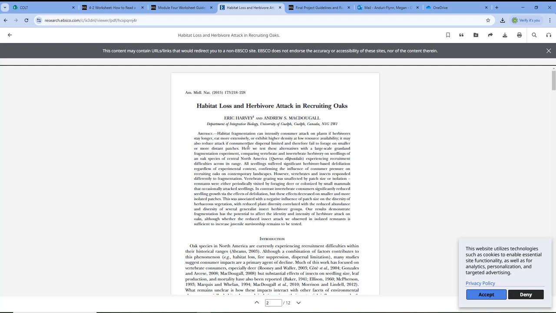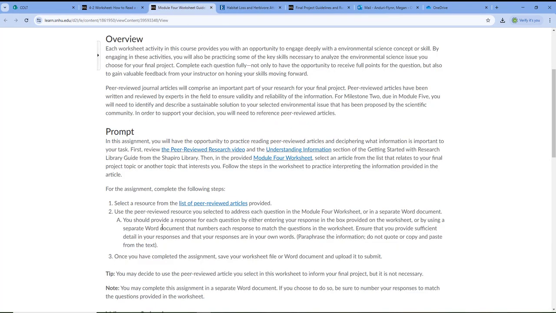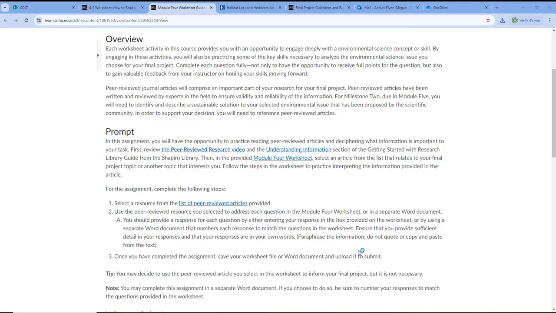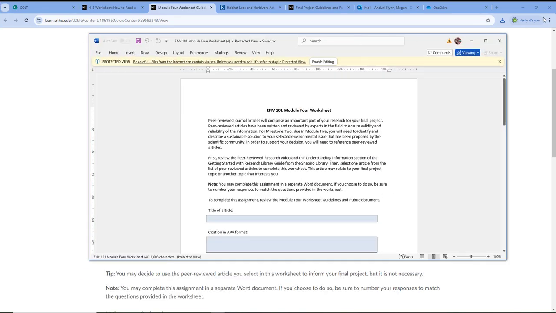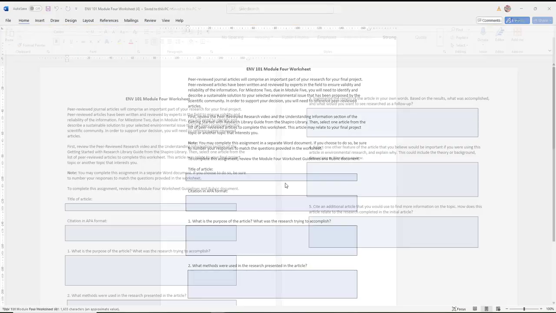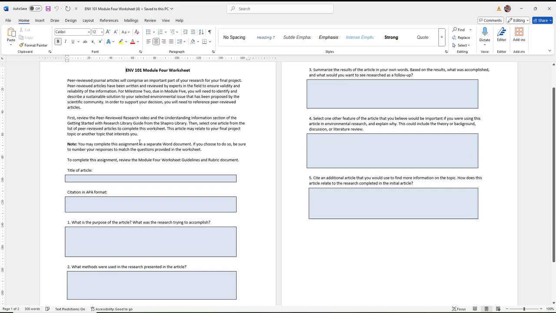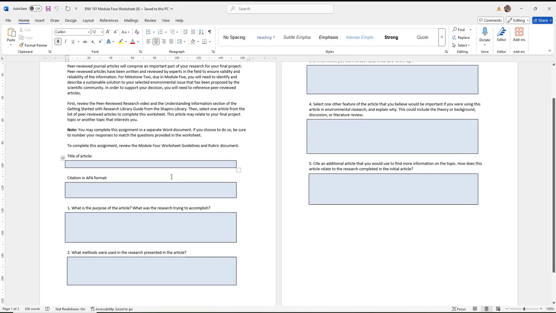So once you settle in on some sort of paper, it doesn't have to be from the list, by the way. You can use another peer-reviewed source. Just make sure that it is scientific, okay? Because we're dealing with the scientific issues here. All right. So you'll use a peer-reviewed source, and then if we take a look at the actual worksheet, it's kind of like the first worksheet that we did with the government websites, but this time we're doing it for a peer-reviewed source.